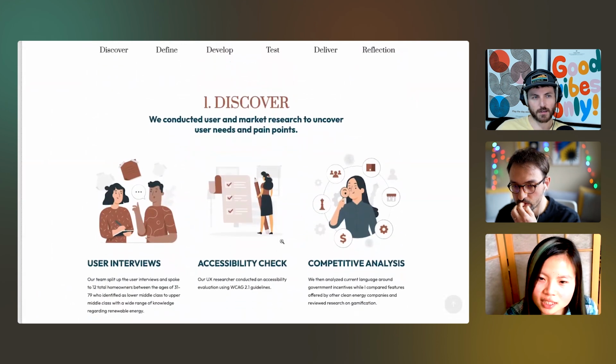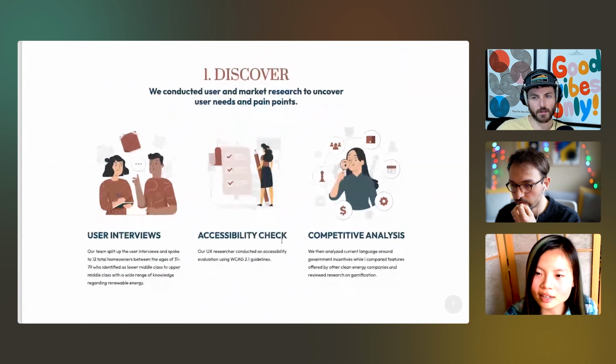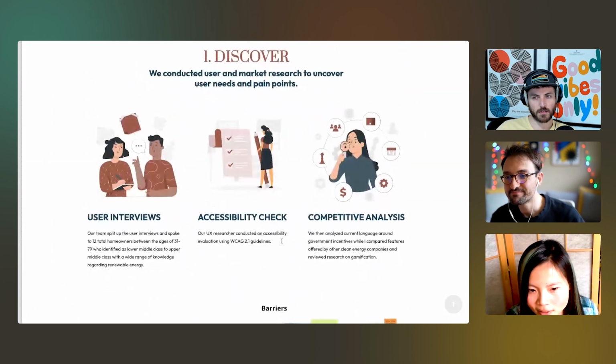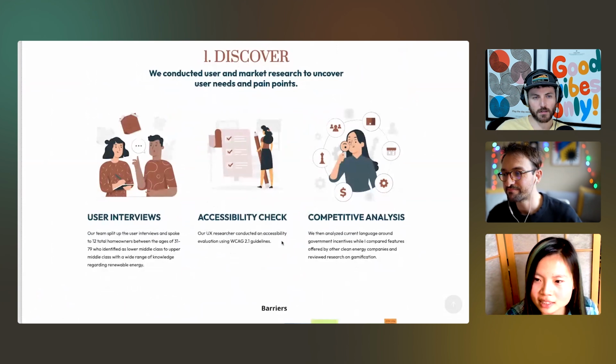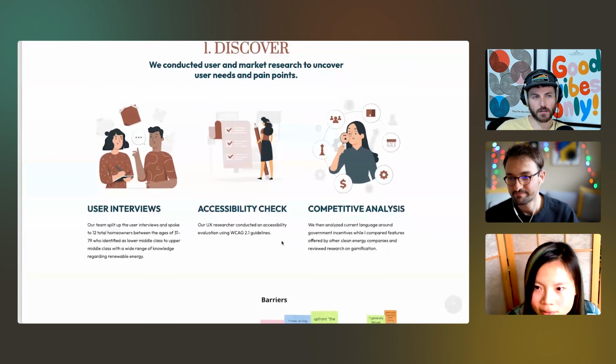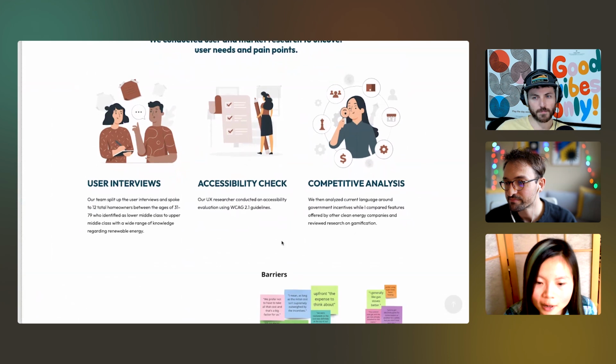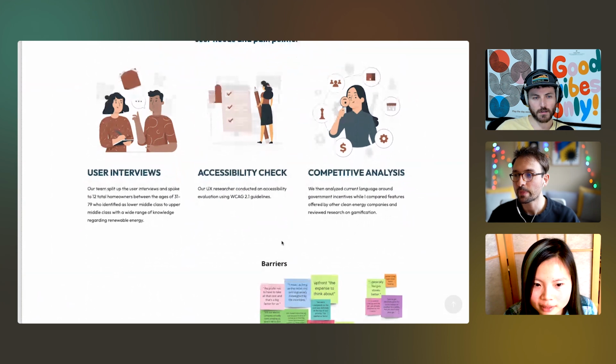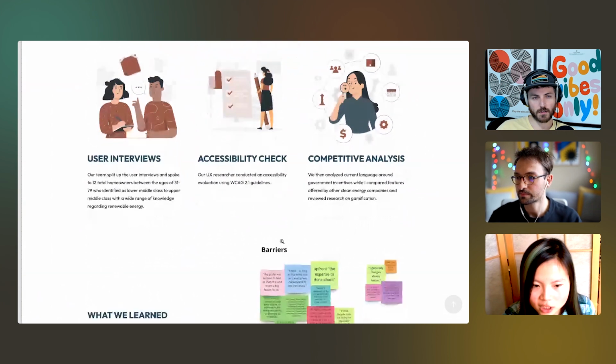For the illustrations, I recommend taking them out because I feel like they don't add any additional information, and they look to me like they were taken from a stock photo site. At least this is what I'm seeing in a lot of different portfolios, so I would remove that. I liked how you highlighted that part. I liked how you clearly explained user interviews, accessibility check, competitive analysis. For the what we learned section, I like that as well.